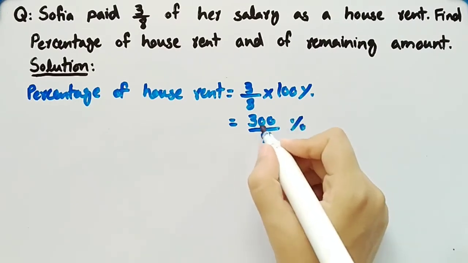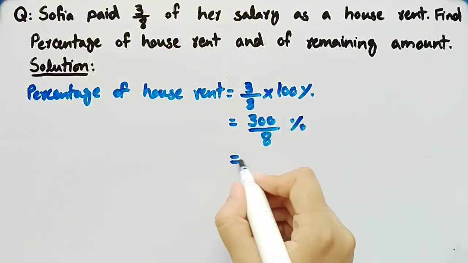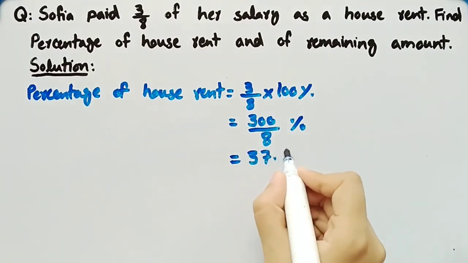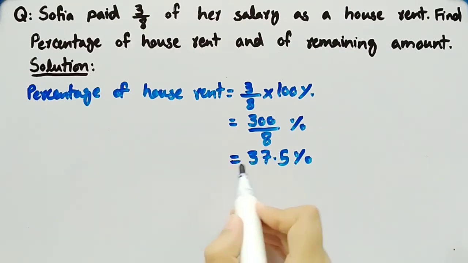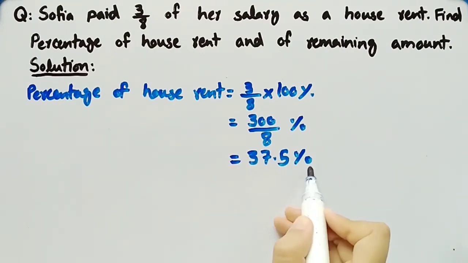When we divide 300 by 8, we get 37.5%. So the percentage of house rent is 37.5%.